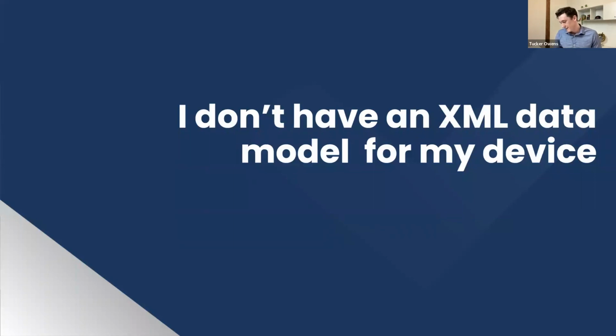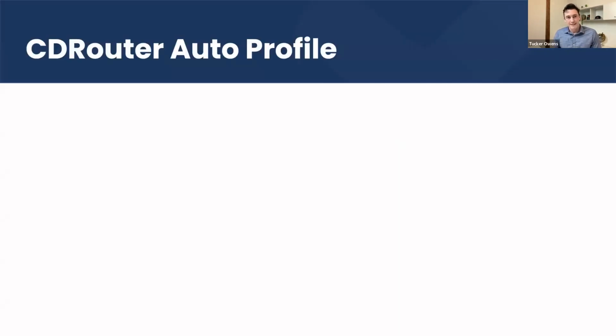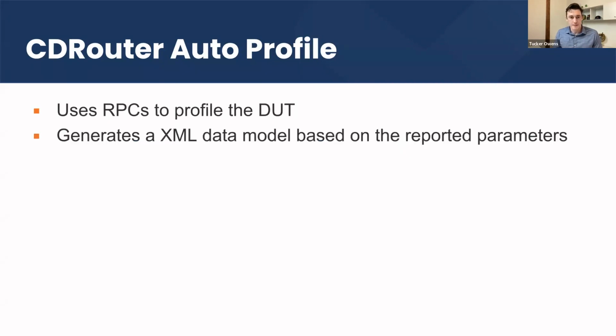But you might think to yourself, I don't have a data model for my device, or I do, but it's not in the TR-106 format. This is definitely an issue that people run into a lot. However, through some recent changes, we've added the CDRouter auto profile, which uses RPCs in instart to profile the device, and then creates an XML data model based on the reported parameters.